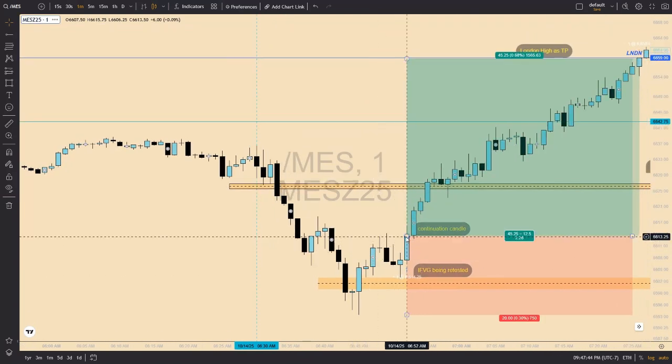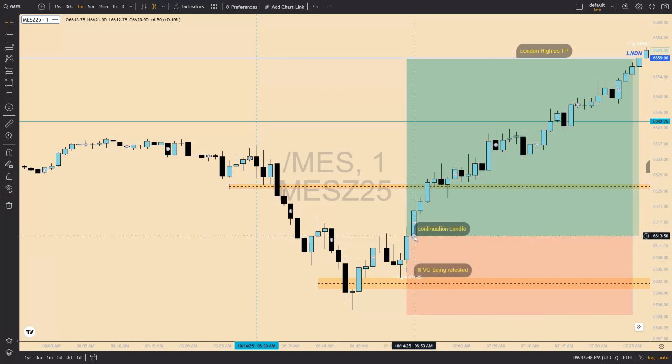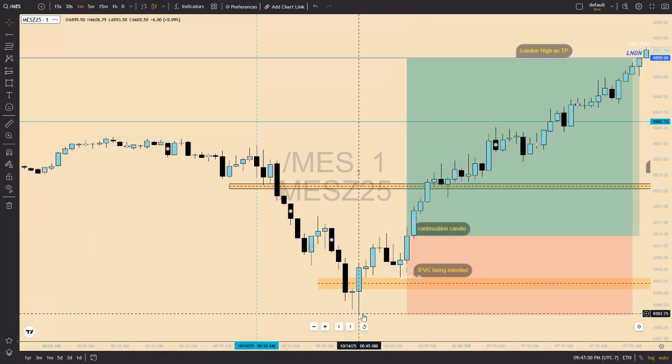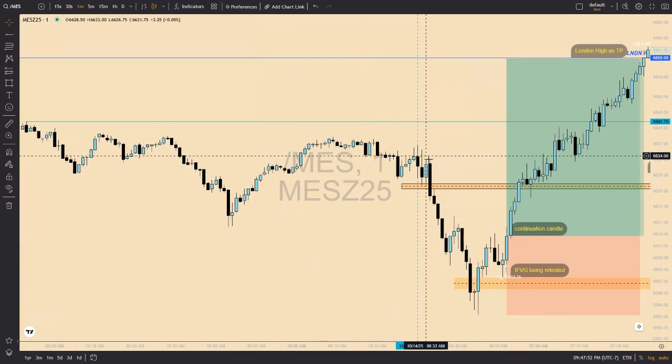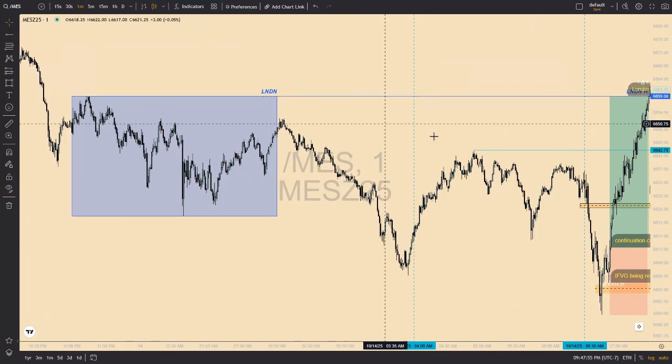And then after I saw the continuation candle close right here on the 1 minute, I went ahead and entered with my stop loss underneath the wick of this fair value gap and my take profit all the way up here at London session highs.